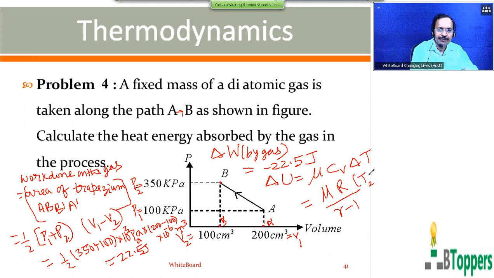Basically, delta T is the change in temperature, which you can write as final temperature minus initial temperature. T2 is the final temperature of the gas in state B, and T1 is the initial temperature of the gas in the initial state at A. Nu is the quantity of gas expressed in moles. Gamma is the ratio of specific heats of the gas at constant pressure and constant volume. So the molar specific heat of the gas at constant volume can be written as R by gamma minus 1. This you are expected to remember.